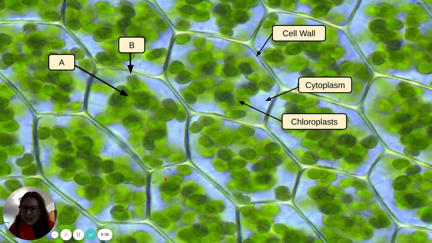Here we have a picture of a cell under a microscope, and you can see lots of chloroplasts. All of these little green structures are the chloroplasts. We can also observe cytoplasm, that blue jelly-like material. And I also observe the cell wall, the outer layer of the cell.